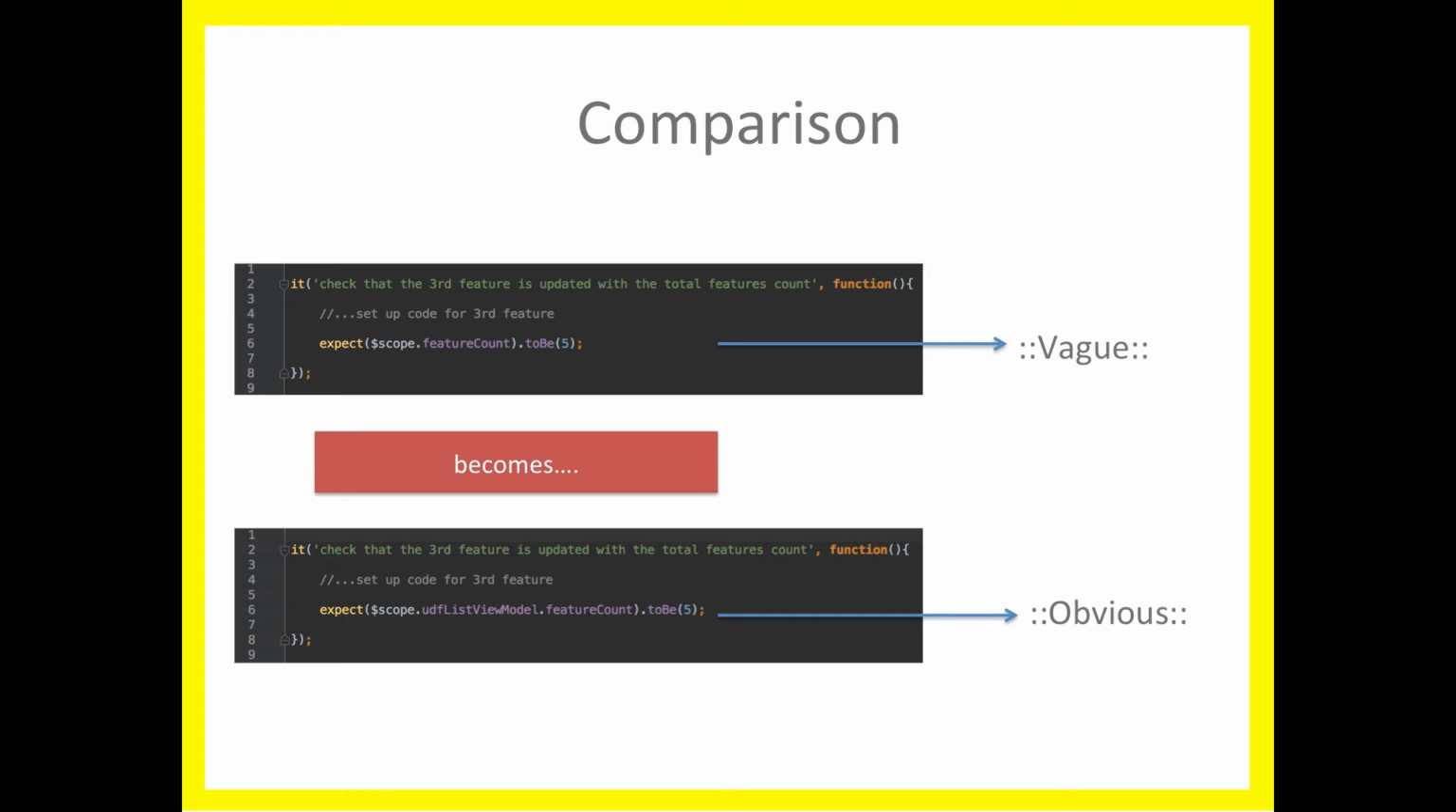So we know now that the test checks that the third feature is updated with the total features count to do with the view model. We've said what it is, and then we've said what it's actually updating. So the one up top is vague, and the one below is obvious. Apart from the fact it's good software engineering practice to be explicit about what's going on, the point is that if your tests need to be readable, then you have to start to split things into layers, because it's just not clear from looking at tests exactly what's going on.